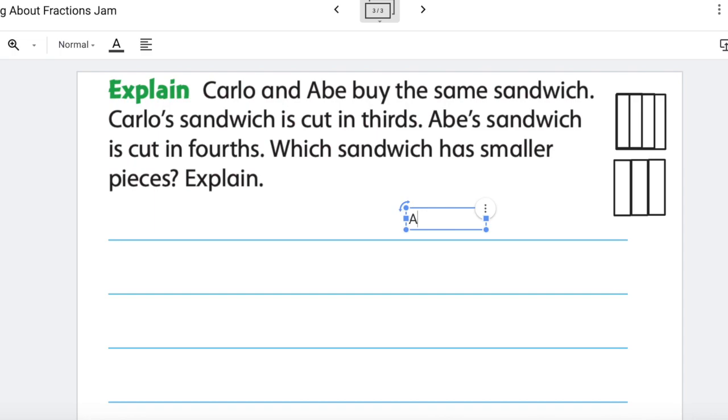Abe had the smaller. Are they smaller? Well, you'll decide if they're smaller. Abe has the sandwich that's cut into fourths. And Carlo has the sandwich cut into thirds.